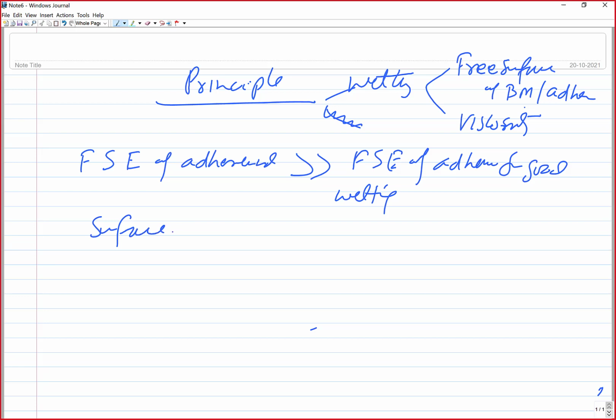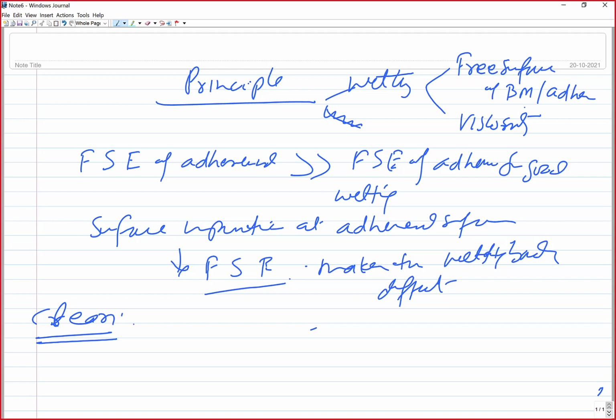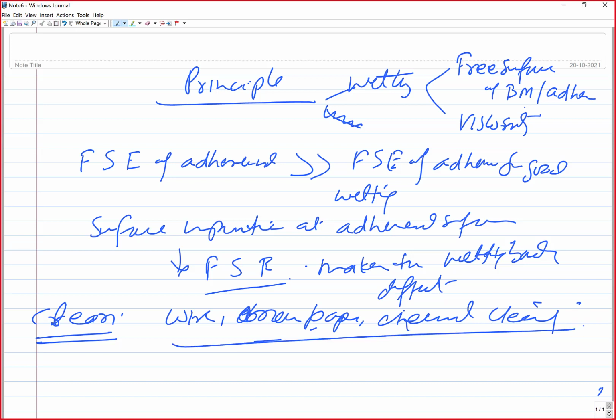Presence of surface impurities at the adherent surfaces lowers the free surface energy. Okay, so that makes the wetting and bonding difficult. That is why it is very important to make the surface very clean. Whether it is the wire brush or the emery paper or abrasive papers, or some kind of chemical cleaning, it is performed just to eliminate or remove all these impurities present at the surface. There is one more mechanical method called grit blasting, which is also used for mechanical cleaning. The surface must be cleaned.